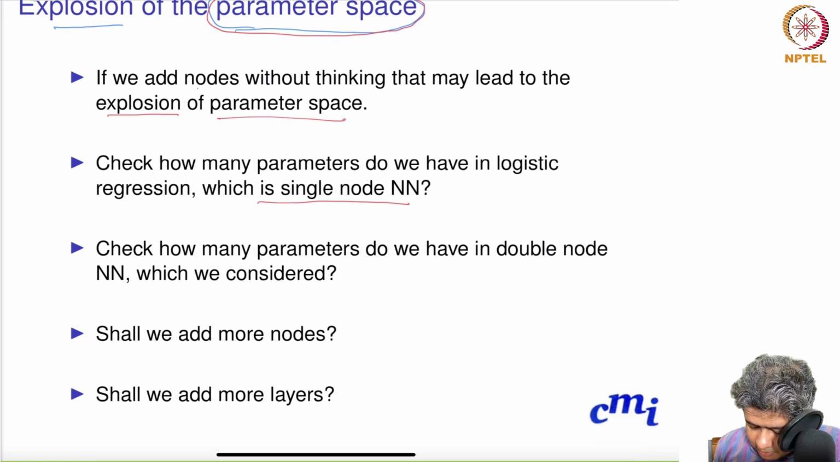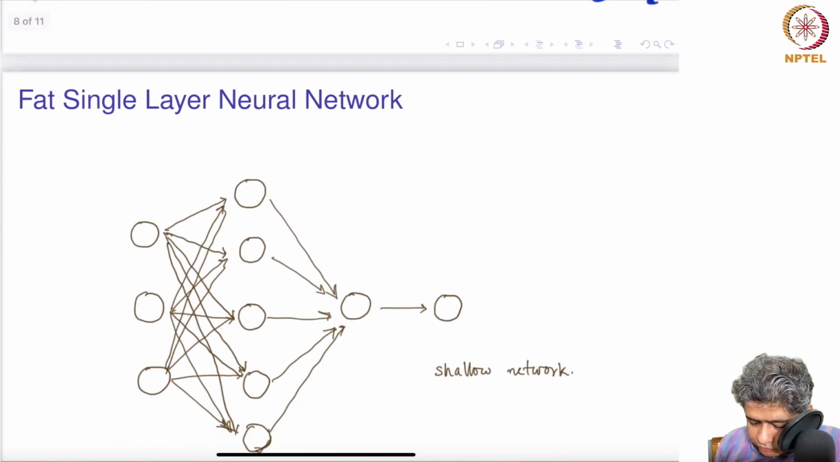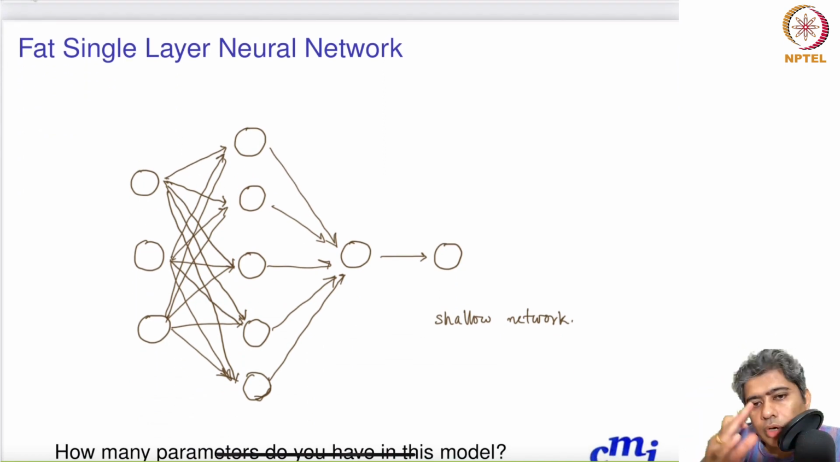So the question then comes, two. First question is, shall we add more nodes? Second question, shall we add more layers? And which will be helpful and which will be more dangerous? So the first thing we can try out is that we will not add too many layers, we will add only a single layer, but we will add as many nodes as possible in the single network. This is called typically shallow network, okay, shallow but fat single layer shallow network.